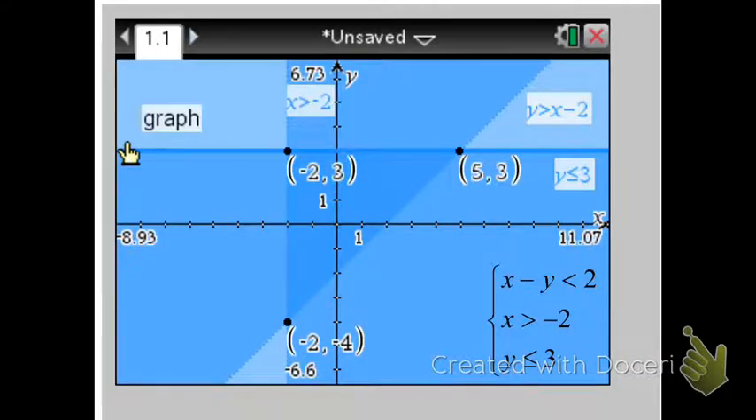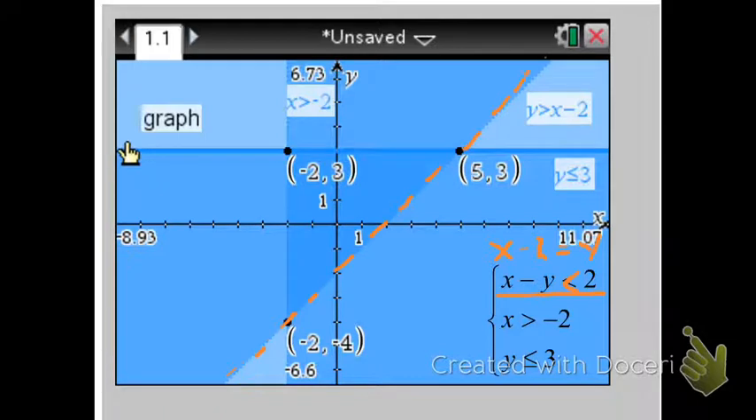But this is a system of inequalities, because you have three inequalities that we have to graph. So the first one would be x minus y is less than 2. If I was graphing that, I would write it as an equation, like x minus 2 is equal to y. So that would have a slope of 1, y-intercept of negative 2. And I would graph it with a dotted line because it's a less than sign. So it would look like this.